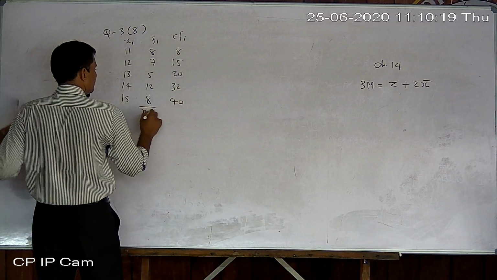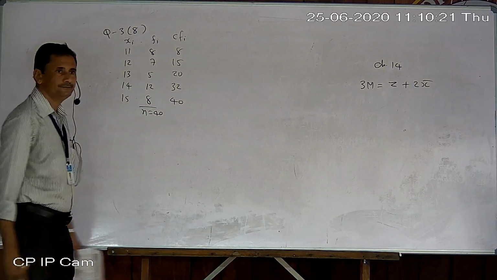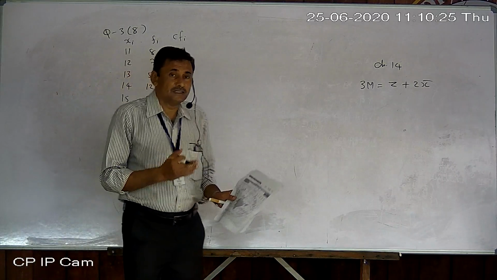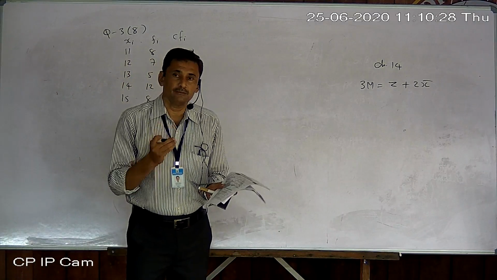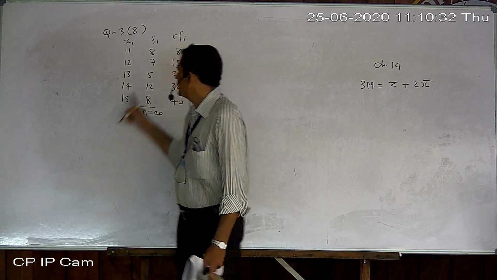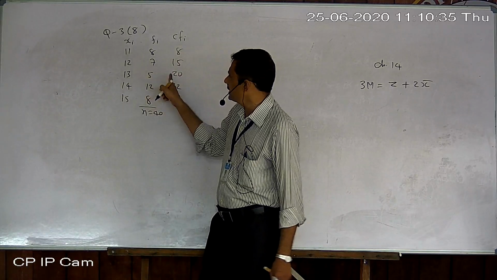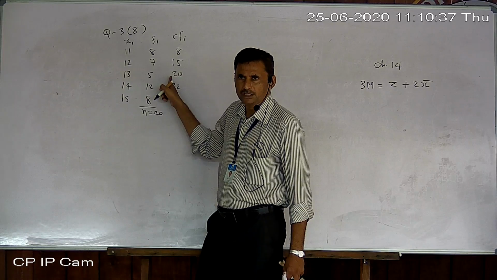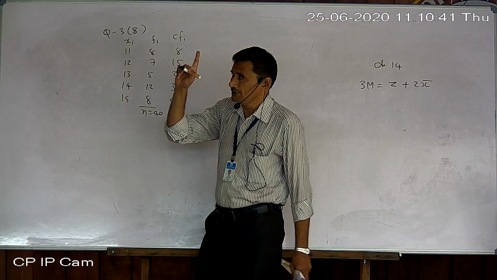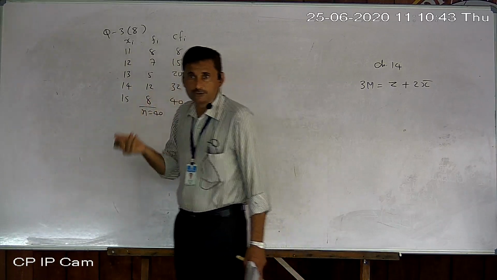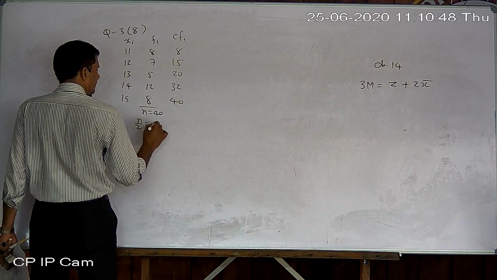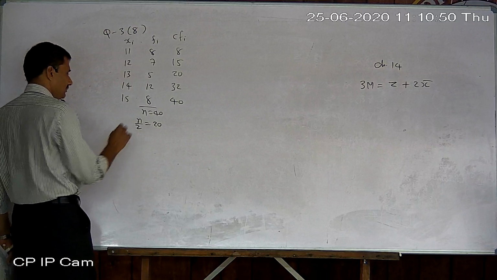So n becomes 40. Now, here there is no class. If classes were there, then first of all we can find the median class and then the median. But if no classes are there, then we will get the median directly. That formula is not used here: n by 2 minus CF upon F. Okay. So now n by 2 becomes 20.